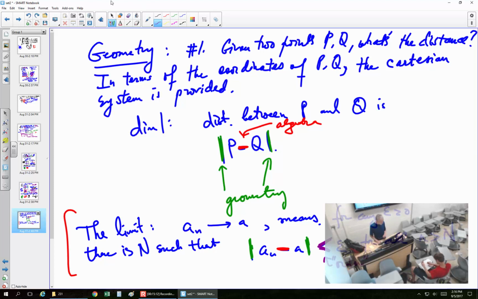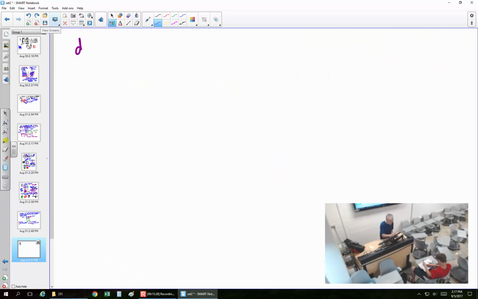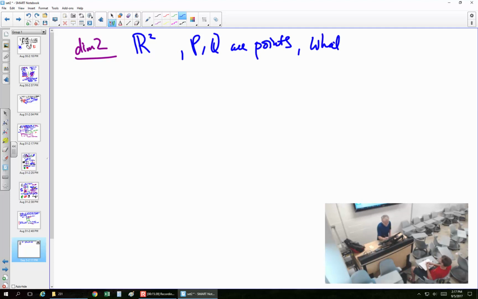Okay, so now what happens in dimension 2? Once again, we have the same issue to consider, and that is distance between points. That's all there is, so there is nothing unpredictable here. So dimension 2, meaning R2. So P and Q are points. What is the distance in terms of their coordinates?